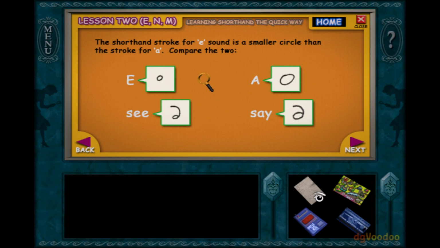The shorthand stroke for E sound is a smaller circle than the stroke for A. So E would be like that, whereas A would be like that. These would be pretty easy to get mixed up.